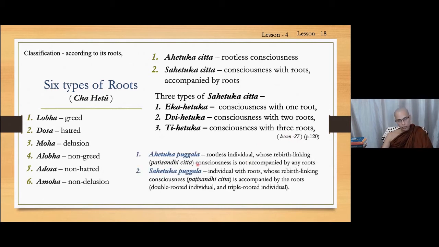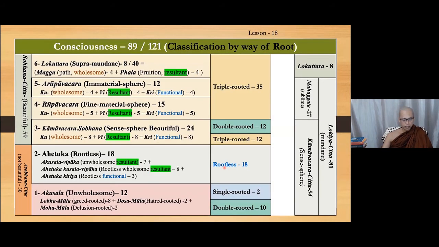Then another usage also: Ahetuka Puggala, the individual at the moment of rebirth linking who has no accompanying roots. That person is called Ahetuka Puggala, and Sahetuka Puggala is one whose rebirth-linking consciousness, the Patisandhi, is accompanied by any root. Okay, so let's try to classify again.